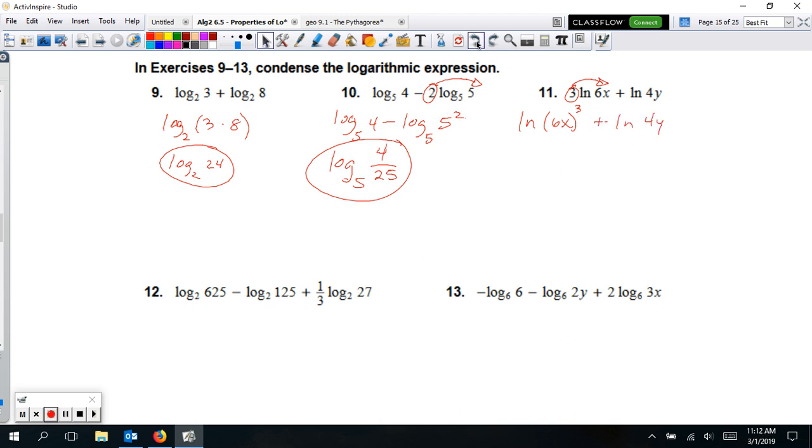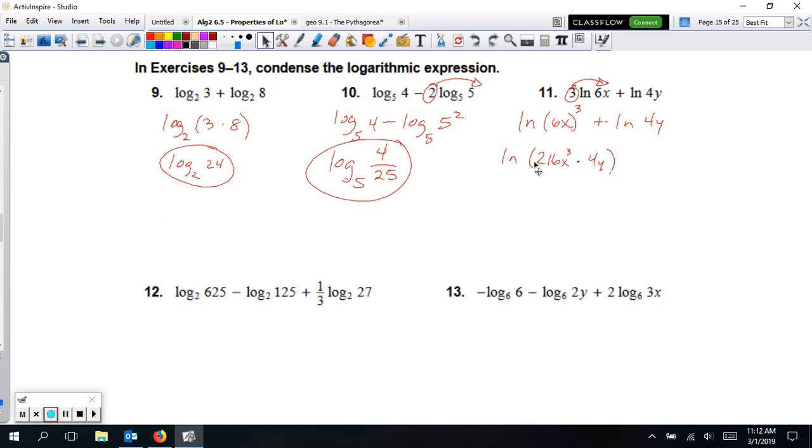So at this point we can now multiply our 6x to the third times this 4y, so we can put it into one single logarithm. And as we do that, we're going to want to figure out what 6x to the third power actually is. So 6 to the third power is 216, x to the third, plus this part means we're going to multiply this by our 4y, so times 4y inside that.